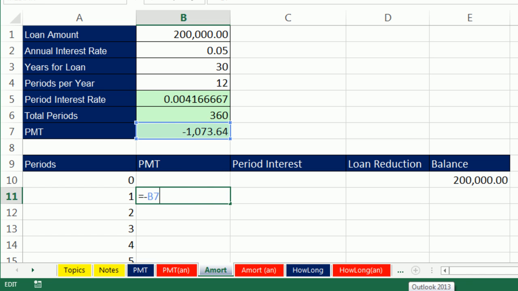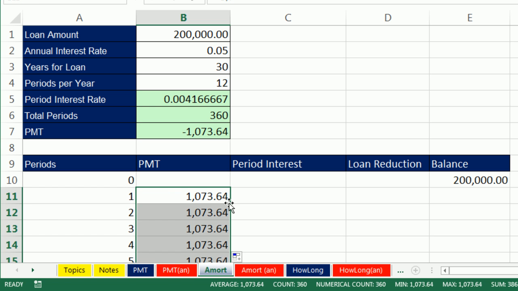Control Enter, F2. Anytime you put a minus sign or a plus sign, Excel will convert it to a formula by putting an equal sign before the minus, plus, or at symbol. F4 to lock this all the way down. Control Enter, double click and send it down.